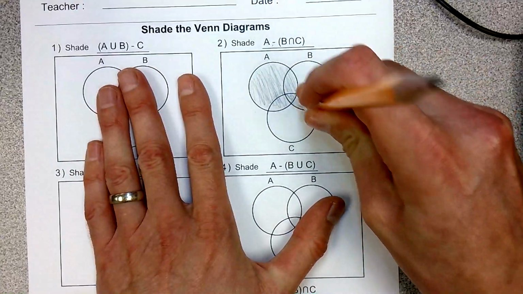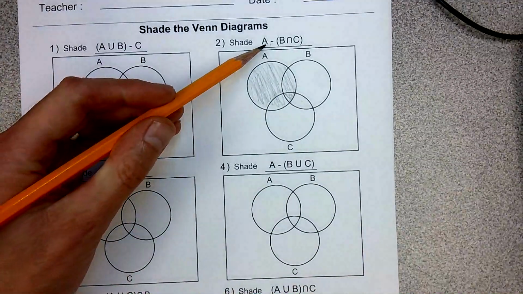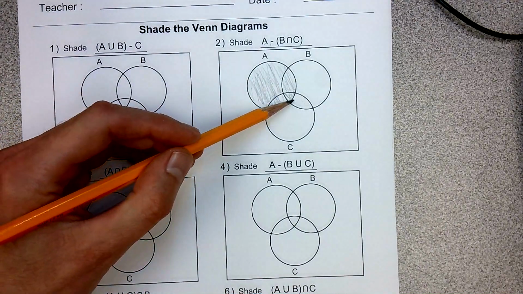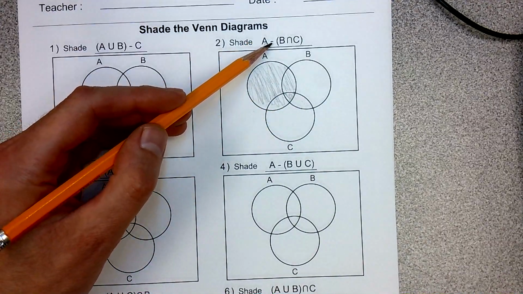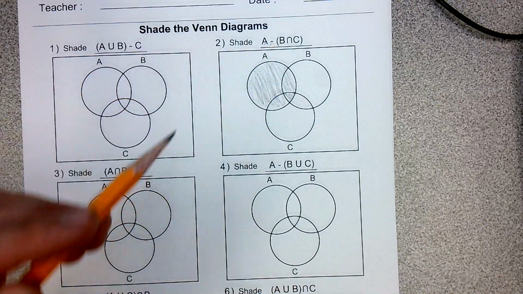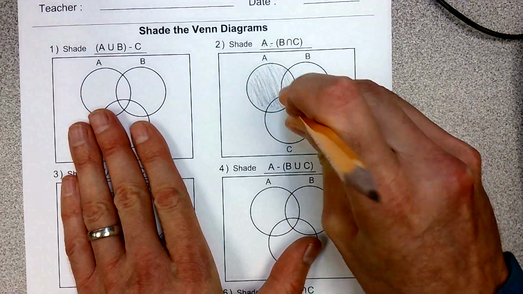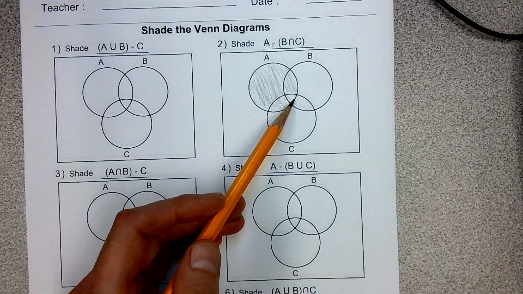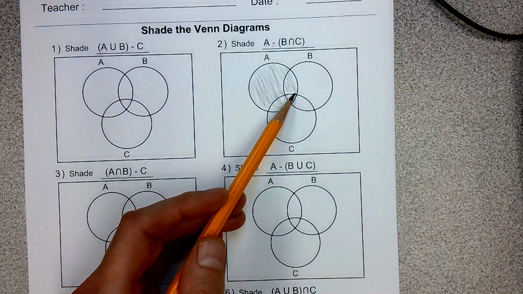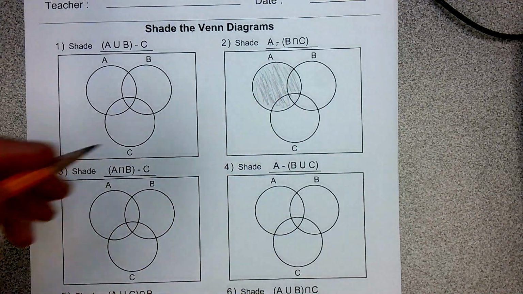So the part I'm subtracting right there, that's not in A at all. So it has to be in A. So it's what's in A, but not where B and C intersect. Well, B and C intersect right here. That little triangle piece right there, that's a part of A, but we had to take it out because it's where B and C overlap.